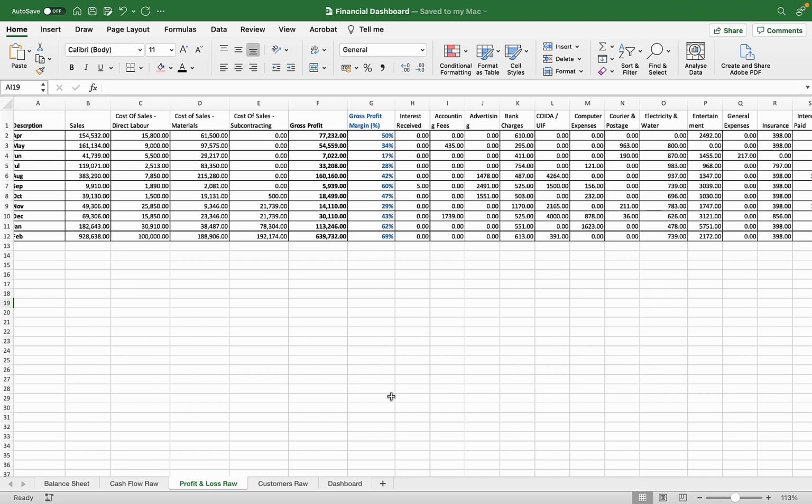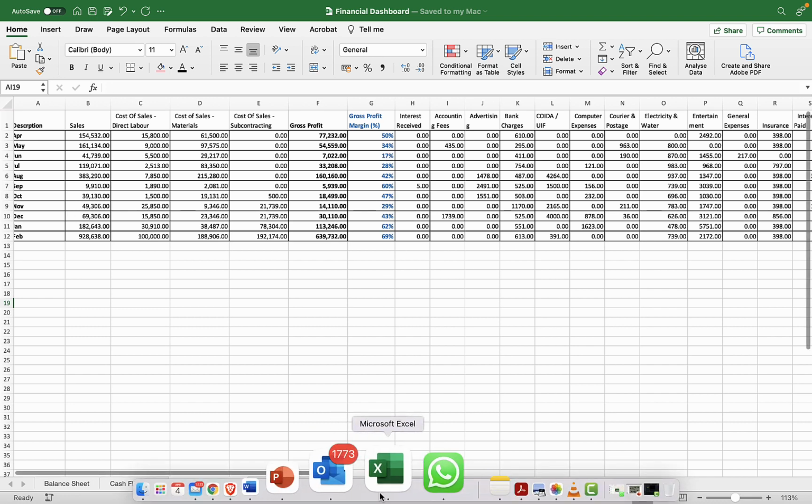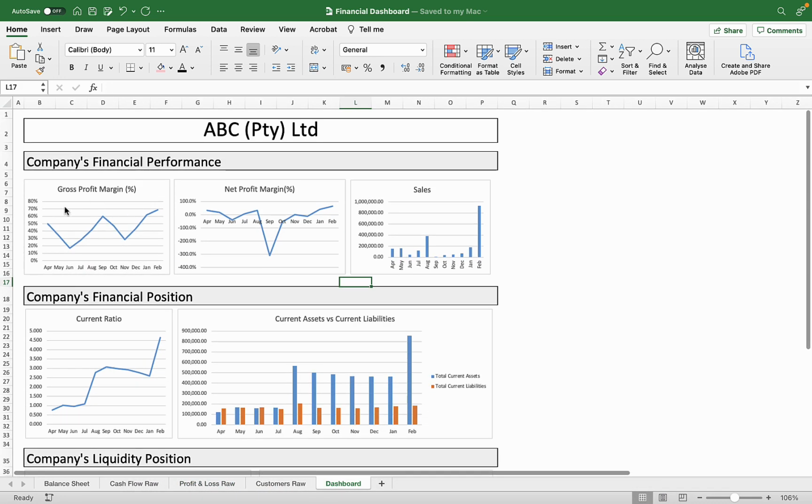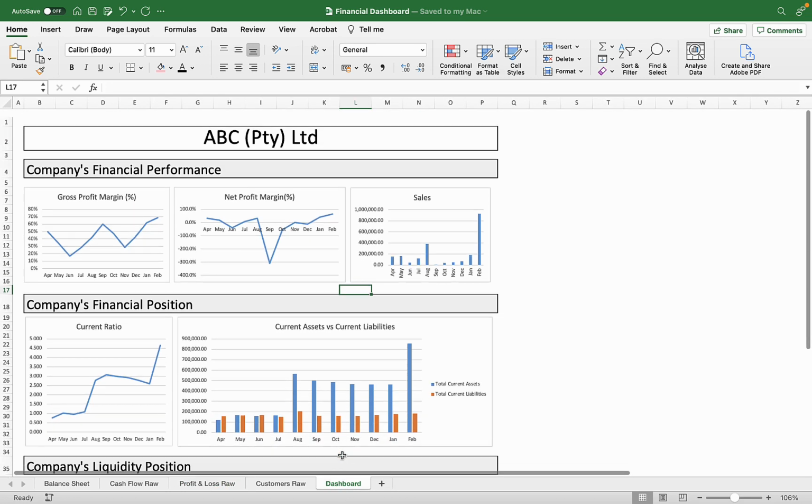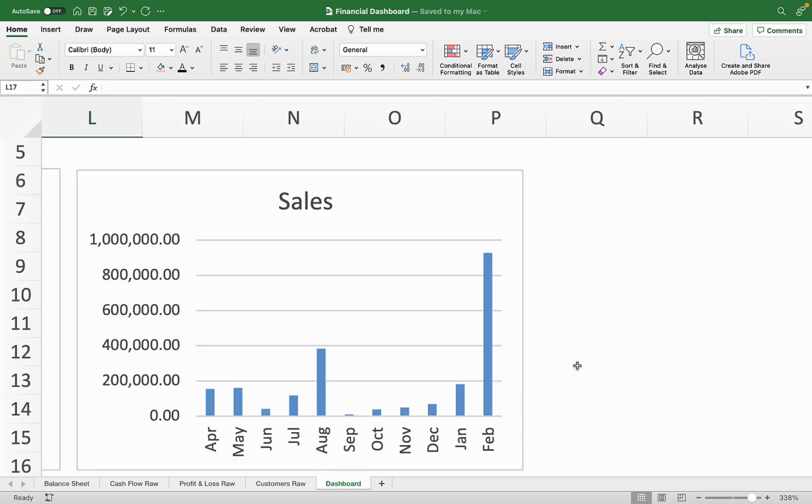If we go back to our dashboard, this would be our gross profit percentage, and there's the information. We go to our net profit margin, and you can see there's that big dip, the 300%. If we go back to our dashboard, you'll be able to see that there's that big dip. For example, if we focus on this graph, which is talking about sales, you can see that we've got a little bit of an uptick in August and then a huge jump in February.